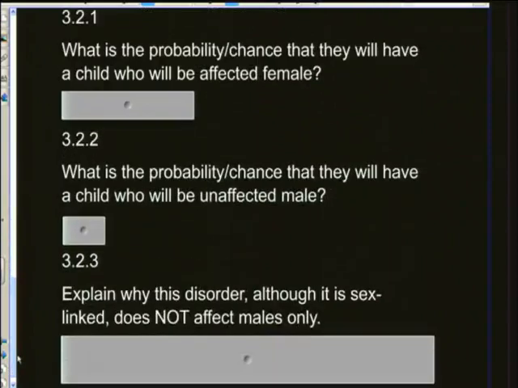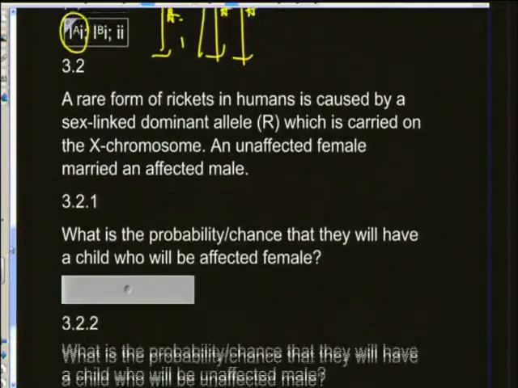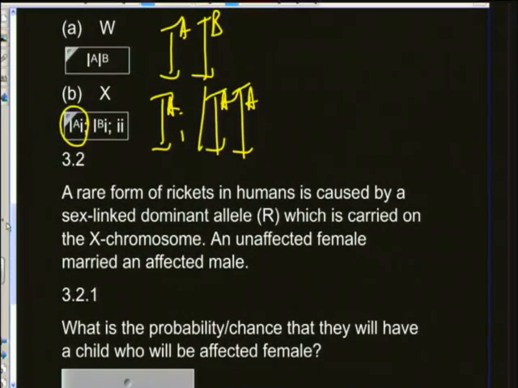I'm not going to waste time with the rest. What is the probability or chance that they will have a child who... A rare form of rickets in humans is caused by a sex-linked dominant allele. Listen very carefully. Clue one, sex-linked. Clue two, dominant allele, R, which is carried on the X chromosome.